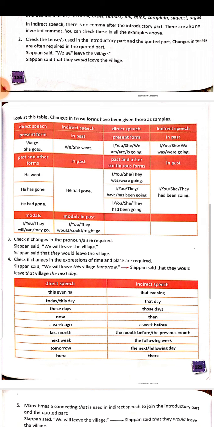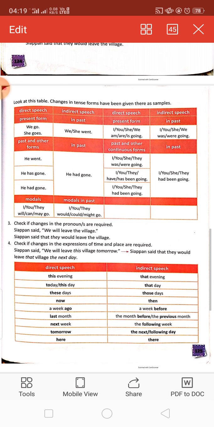I will, you can, they may, or I can, these things will change into would. Will, can, may will change into would, could, might. Check if changes in the pronouns are required. Sipan said, we will leave the village. Sipan said that they would leave the village. See, we is changing and will is also changing.